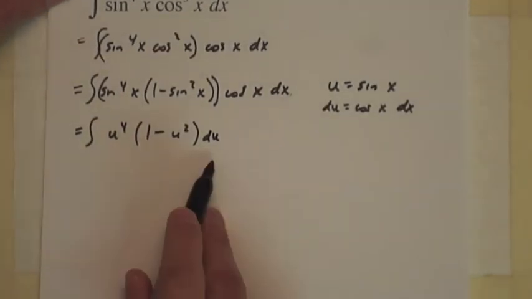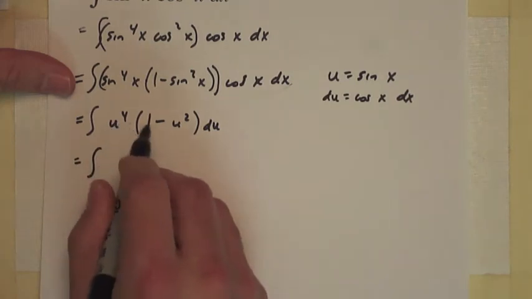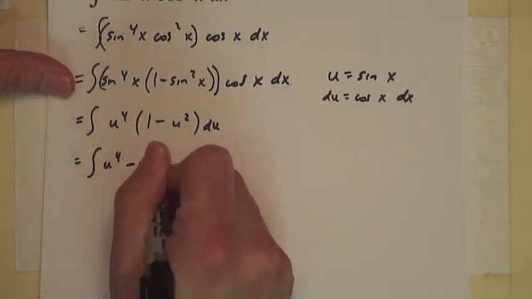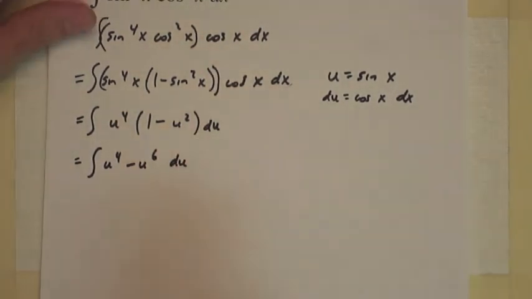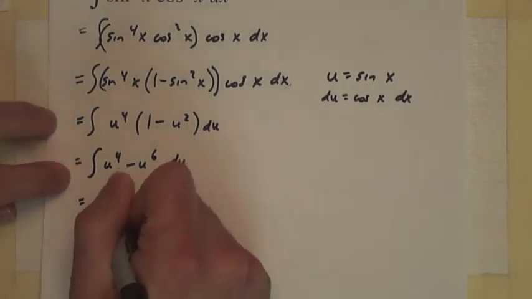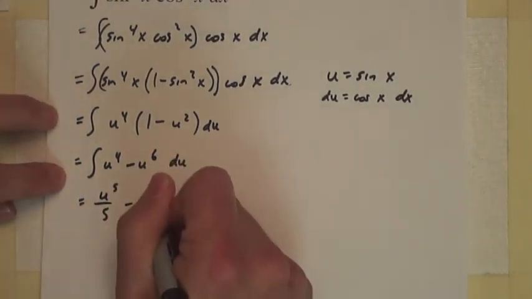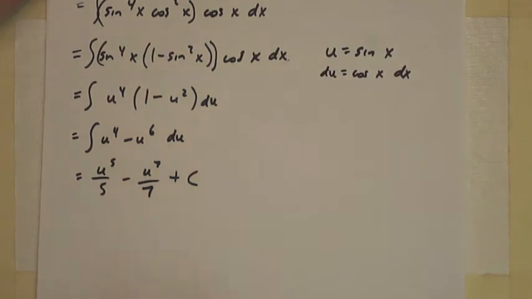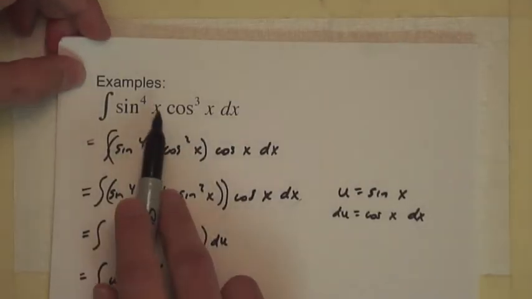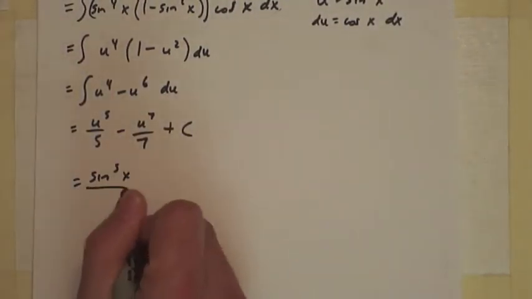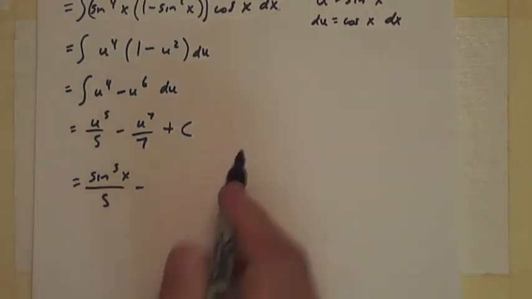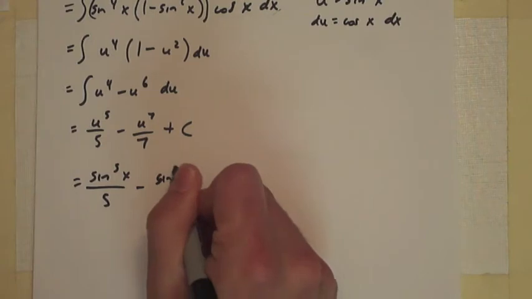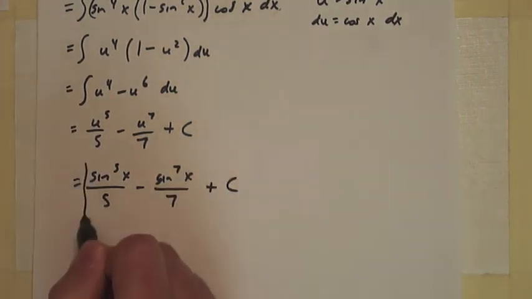And now, this integral is easy. We can now do u to the fourth times 1 minus u squared, which is u to the fourth minus u squared. We've distributed the u. And now do the antiderivative. Antiderivative of u to the fourth is u to the fifth over 5. And similarly, antiderivative of u to the sixth is u to the seventh over 7. Plus c. Now we're almost done. We just have to change back from u's to x's because the original problem was about x. So we use this, u equals sine x, and we say that's sine x to the fifth, which we write as sine to the fifth x, to avoid confusion. And we are done.